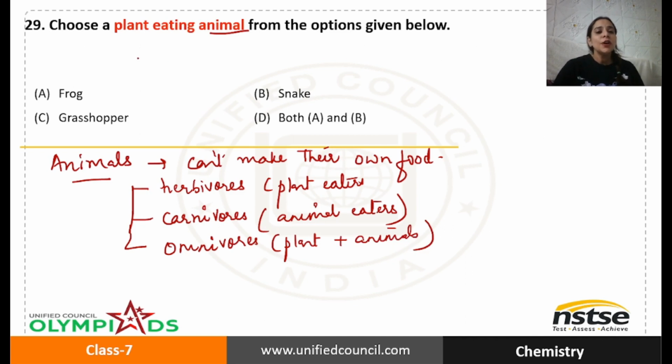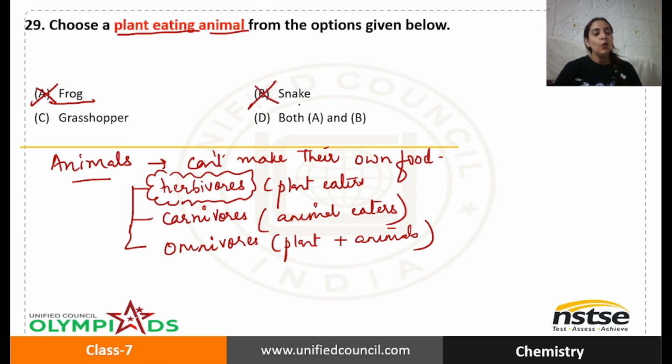So now in this question, we need to pick a plant eating animal. That means we are talking about herbivores, which mainly feed on plants, grass. Who is basically a grass eater. So option A says frog. Frog is not a plant eater. It eats other insects.